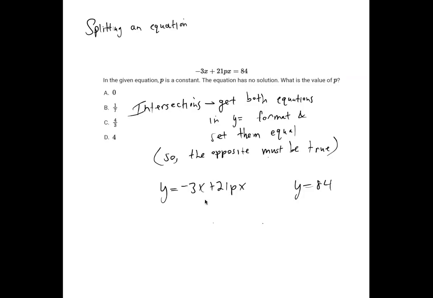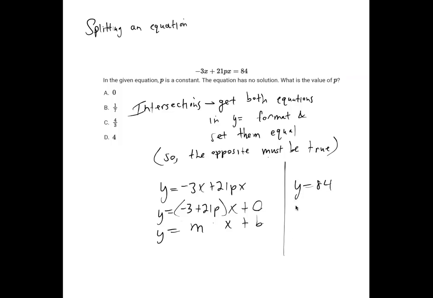And if we think of it this way, this is something that can be moved into y equals mx plus b format. So we can factor out x, and that would leave us with negative 3 plus 21p. And in y equals mx plus b format, we have y equals negative 3 plus 21p, x plus 0. So we have an expression for the slope, which I'm going to make a little neater, and the y-intercept, which is 0. Now, this line right here is a horizontal line.